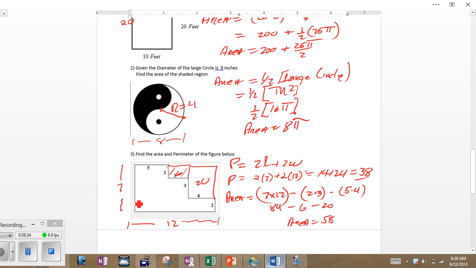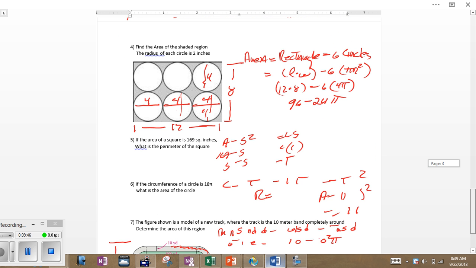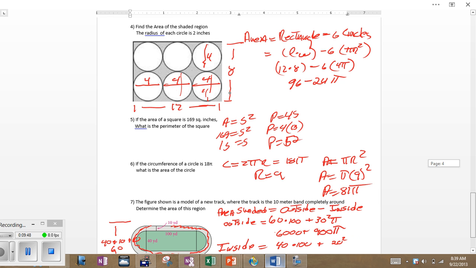The area. The area is the overall figure, rectangle 7 by 12, minus the 2 smaller rectangles, a 2 by 3 and a 5 by 4. 7 times 12 minus 2 times 3 minus 5 times 4, 84 minus 6 minus 20. Area is 58 square units. This problem, almost the same problem as shown in class.